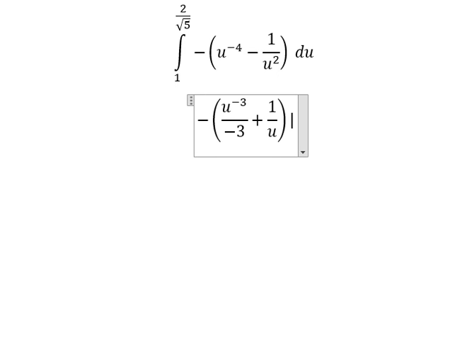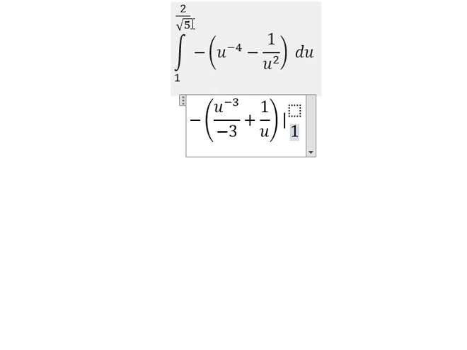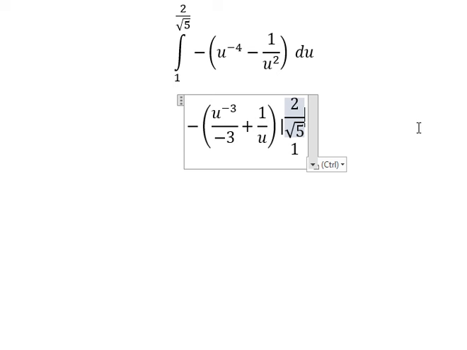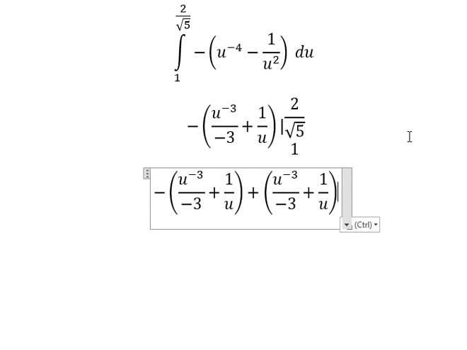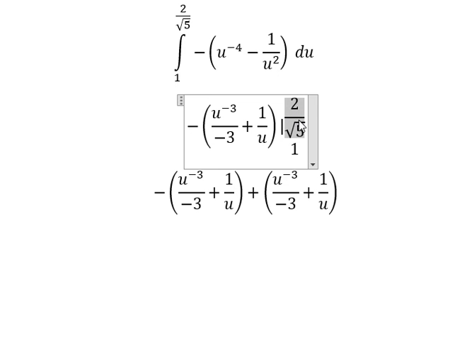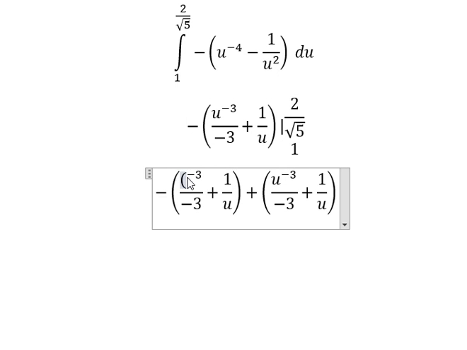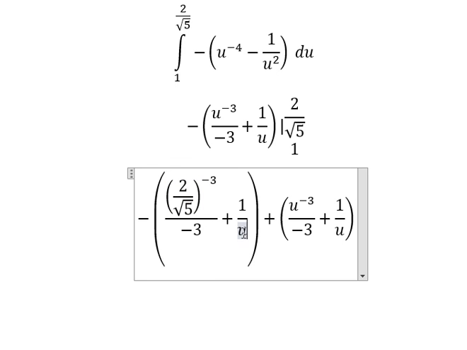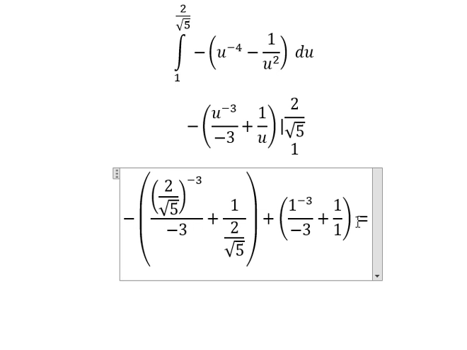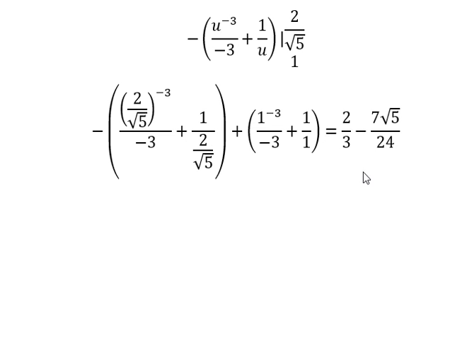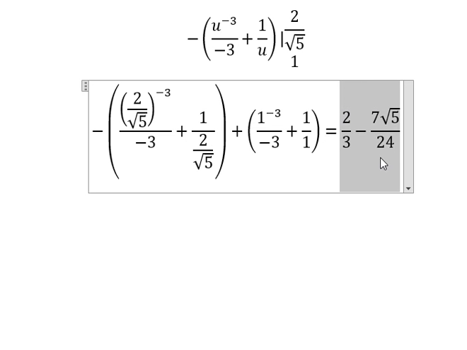And now we put the bounds from number 1 to this one. So I will put this one here, and this one here. Number 1 we put this one here and here. So we calculate this one, and that is the final answer.